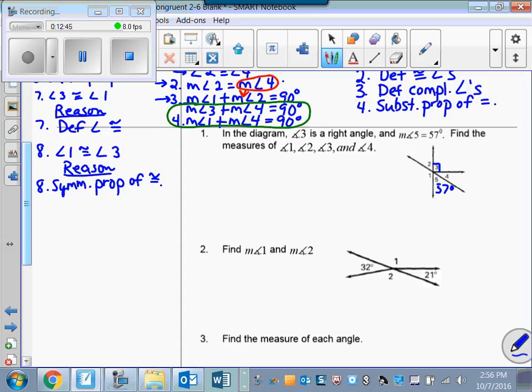Well, the measure of angle 1, that's easy enough, right? Because it's a vertical angle. No, I take that back. I'm not going to do the measure of angle 1 first. I'm going to do the measure of angle 4, because what do I know about it? I know this whole thing right here is 180 degrees. So it's going to be 180 minus 90 plus 57. That's going to be the measure of angle 4. So I think that's going to be 33 degrees.